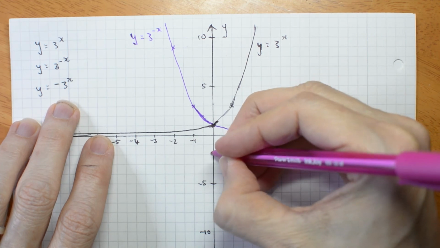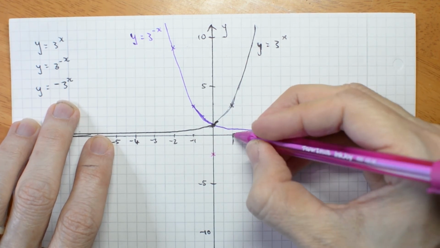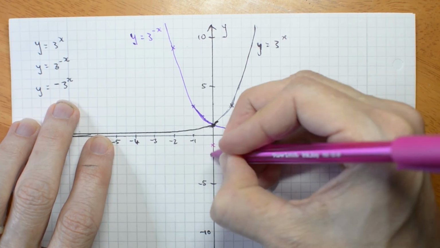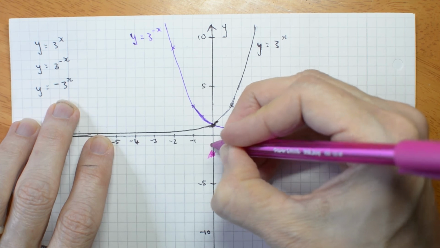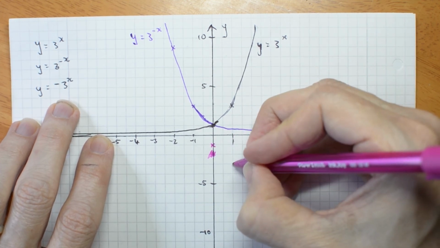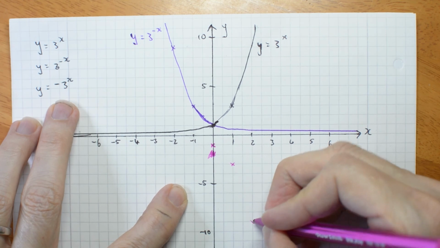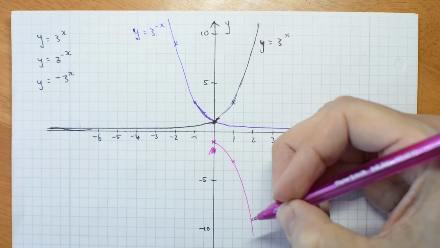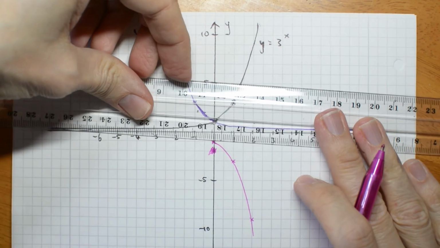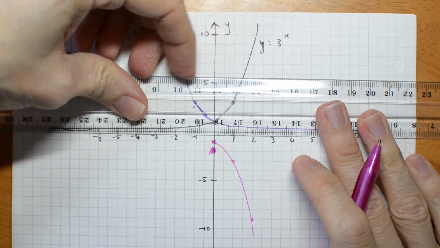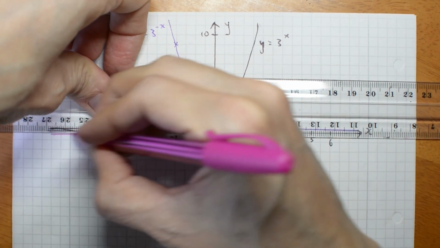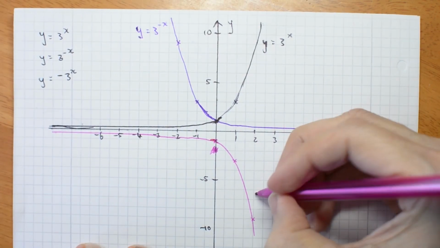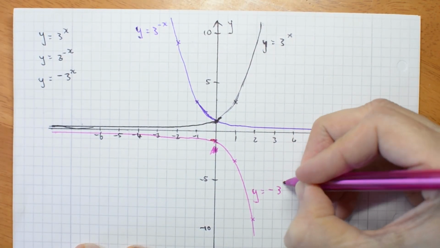So it's going to go through this point and then (1, -3). Sorry, that wasn't right. This point, not that one. (0, -1), (1, -3), (2, -9). Now I'm going to try and draw a nice smooth curve going no higher than about that. So we're going to come up here and we're going to start to curve towards there. And that is negative 3 to the power of x.